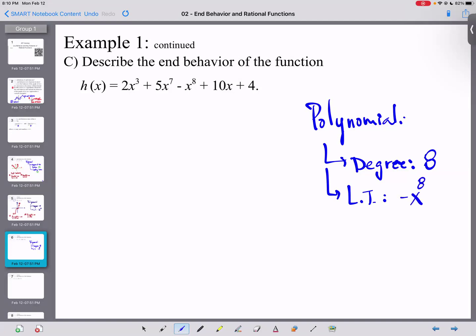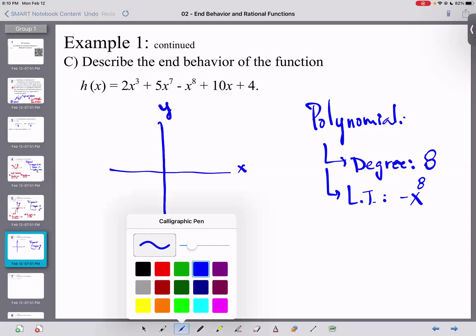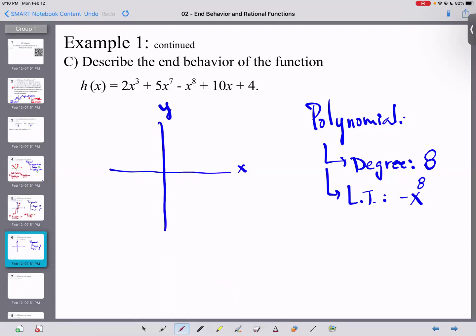So here's a question for you. Would this be a parabola or S curve this time? Parabola. That's right. And because it's negative, it'll be an upside down parabola. And again, if I wanted to make it more accurate, I can make sure it hits the y-axis at +4. But that doesn't really matter for end behavior.